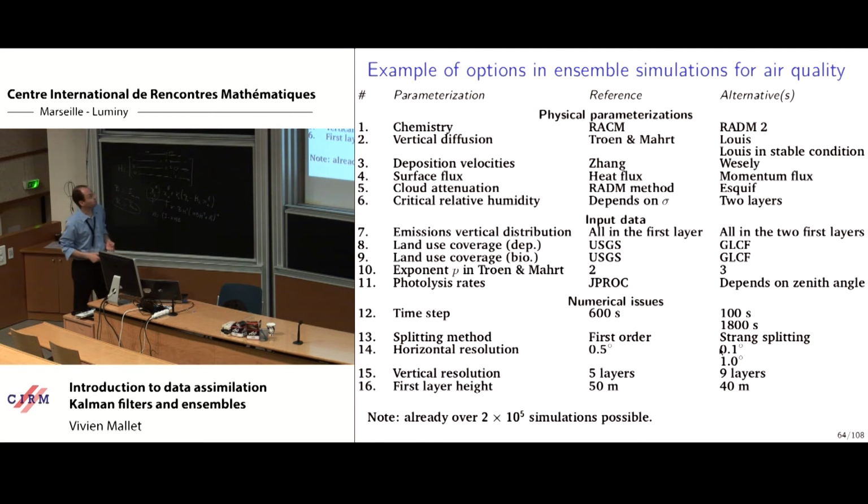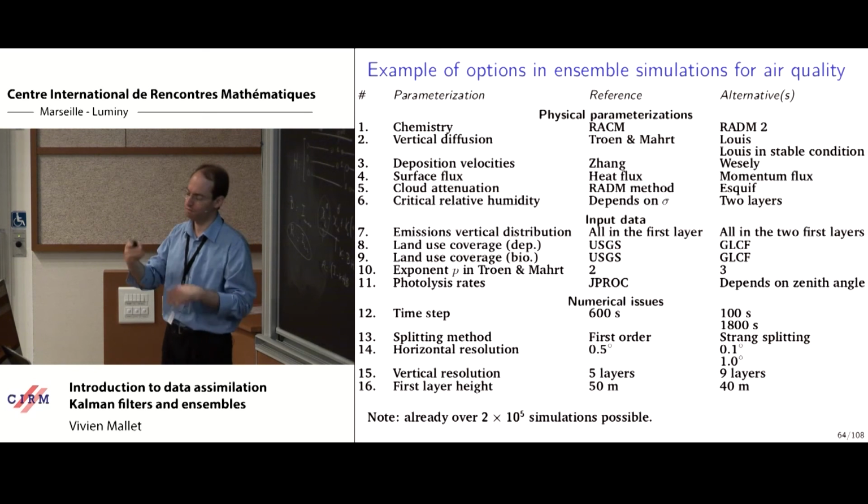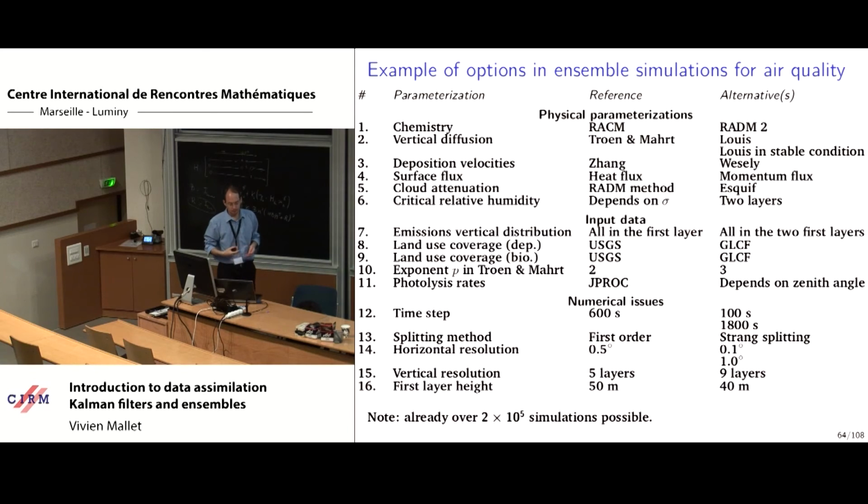It's an example we made in air quality. So, in air quality, you have a lot of choices. You have chemical reactions in the atmosphere between all the pollutants, and there are different chemical mechanisms that exist. Okay, so from one model to the other, you can change the chemical scheme and mechanism, and you can have many of them. You can change the way the vertical diffusion, the vertical turbulence, is modeled. You can also have different ways to compute deposition velocities of pollutants on the ground and so forth.